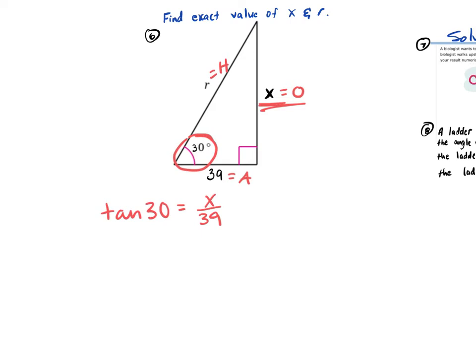39. Now we need to go back to our notes and find what the tangent of 30 is, because this asks for the exact value. So we can't just put in our calculator. So what's tan of 30? Could you also do cosine of 30? We could do cosine to find r, but first we're finding x. Oh, okay.